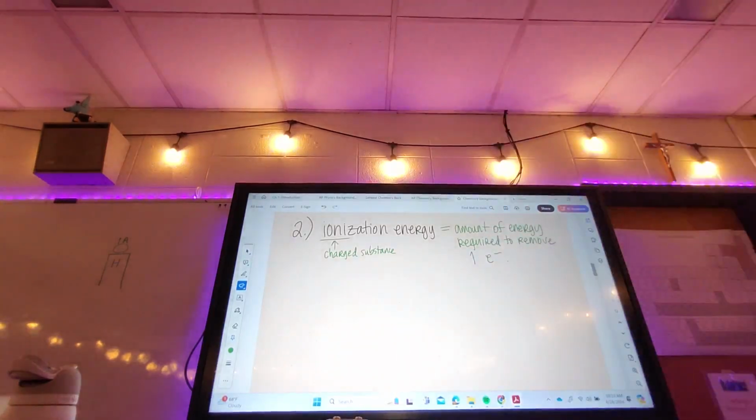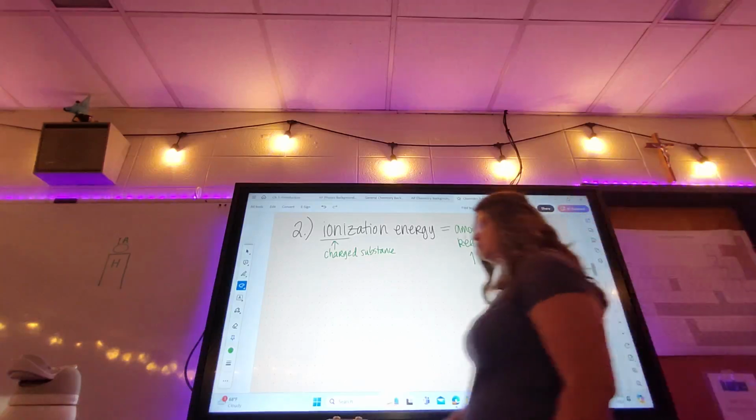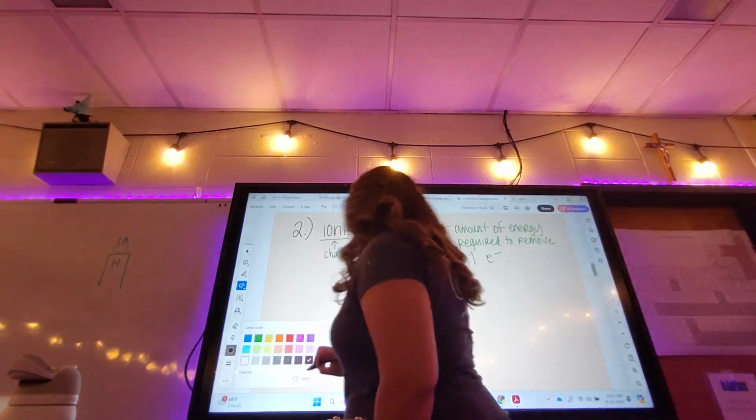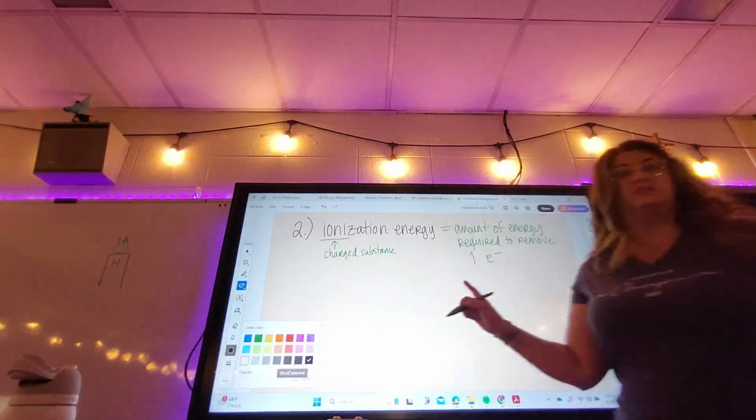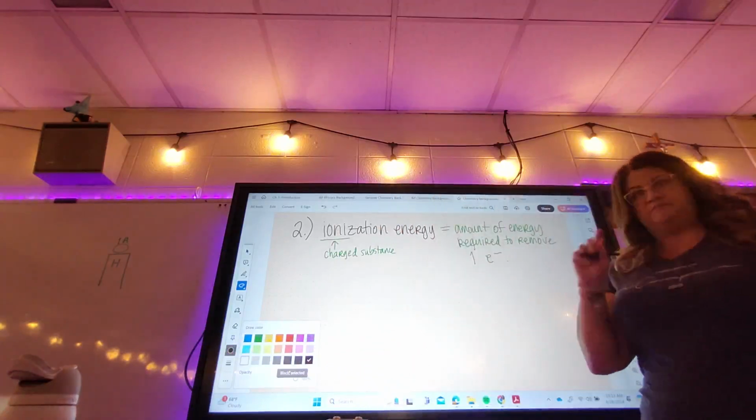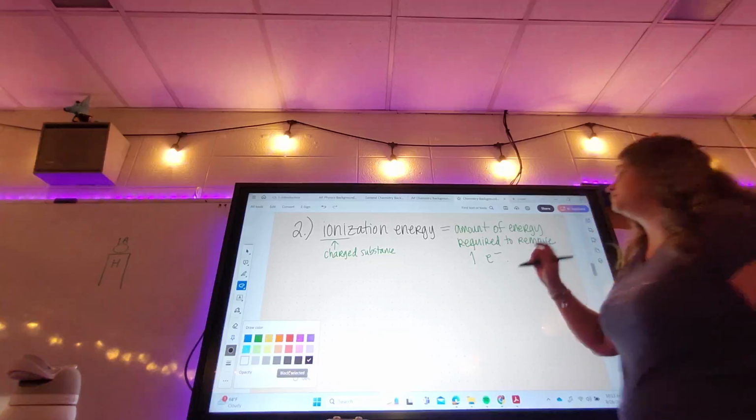The amount of energy required to remove one electron. All right, so now I want you to put your thinking cap on because I'm going to rationalize what this is, but you've got to use your noodle.